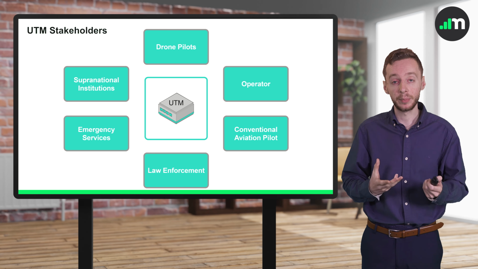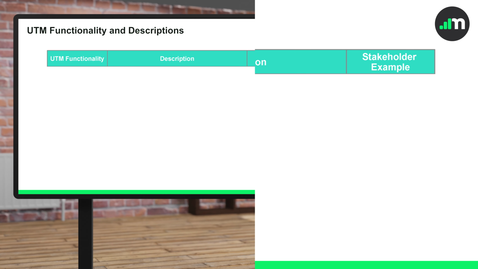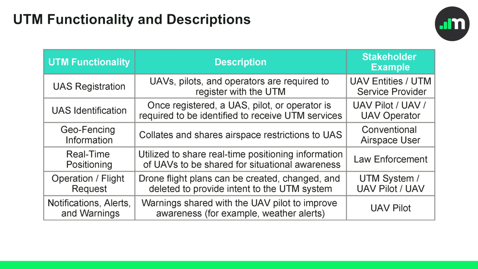Let's have a look at some examples of the services that UTM offers. So, in terms of functionality, we can see here a range of different features which are supported at the UTM. So we can support UAS registration, so that's uncrewed aerial system registration. So we can see here that UAVs, pilots, or UAVCs can register with that UTM. We have stakeholder examples on the right-hand side of the screen, such as UAV entities or specific service providers.